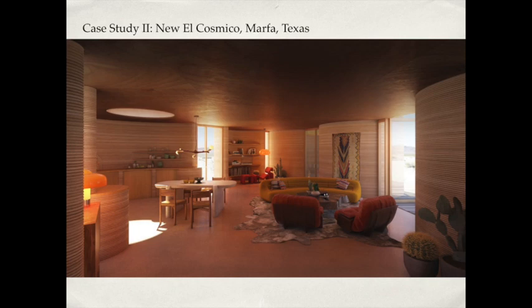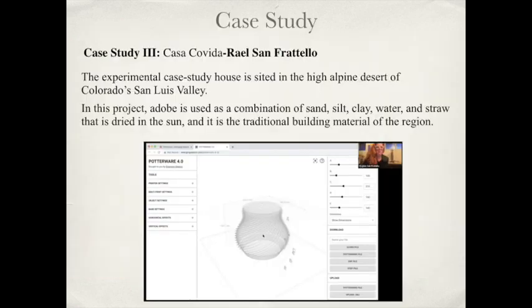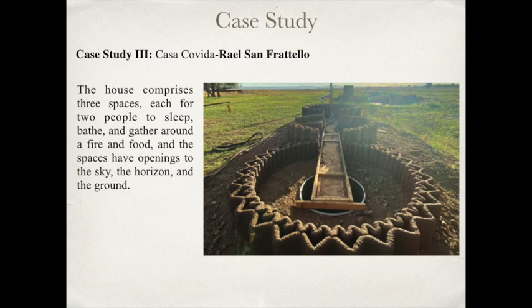The third case study is called Casa Covida by Rael San Fratello. This experimental case study house is designed and built in Colorado in the San Luis Valley. In this project, adobe is used as a combination of sand, silt, clay, water, and straw that is dried in the sun, and it is a traditional building material of the region.